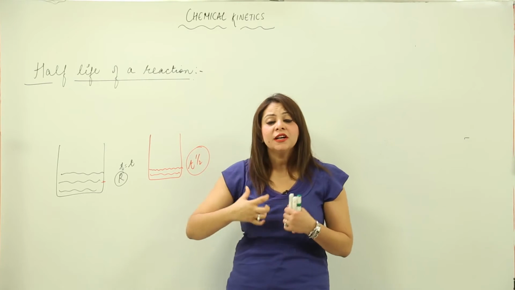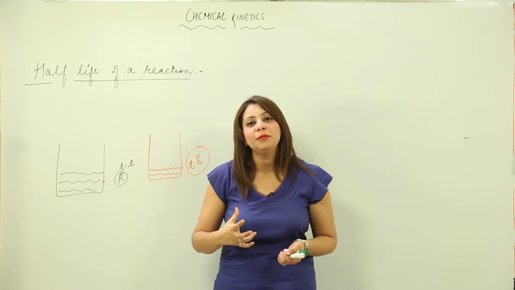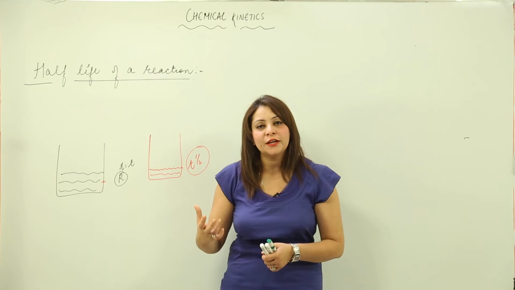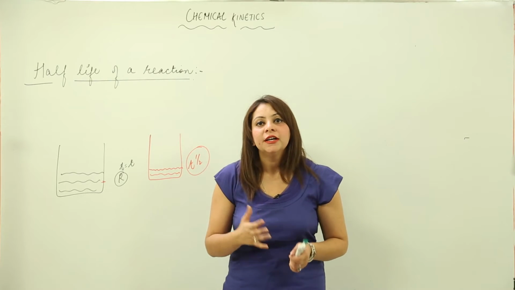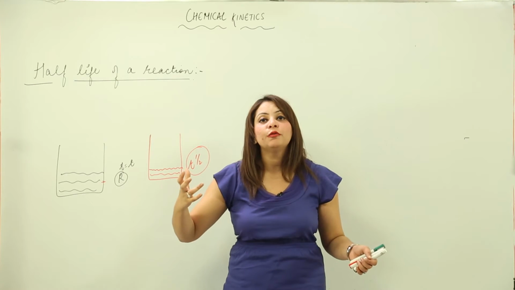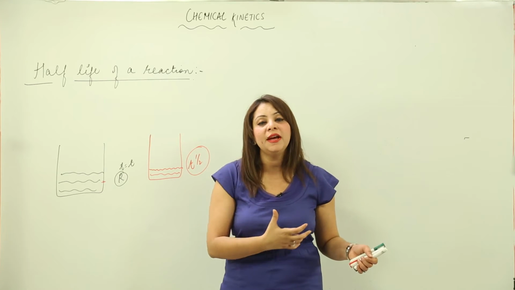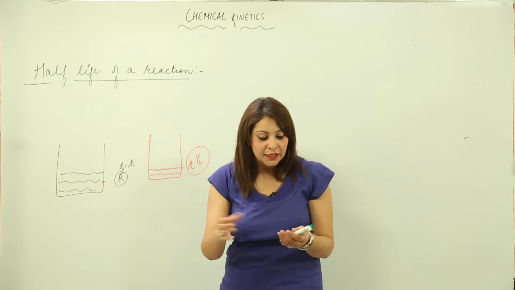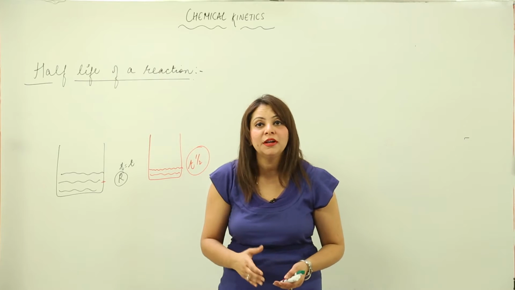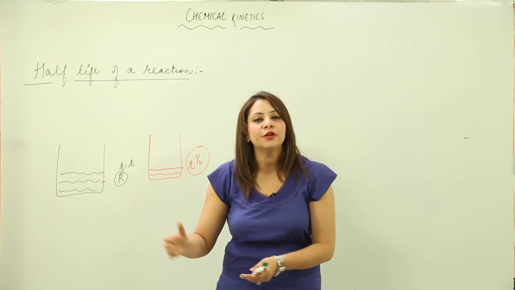As we are concerned with the half-life of a reaction, we will have an expression for the half-life period depending upon the order. For zero order we will have an expression for the half-life, and we will have an expression for the first order as well. So, let us see how we can calculate the half-life period of a chemical reaction for zero order and for first order.